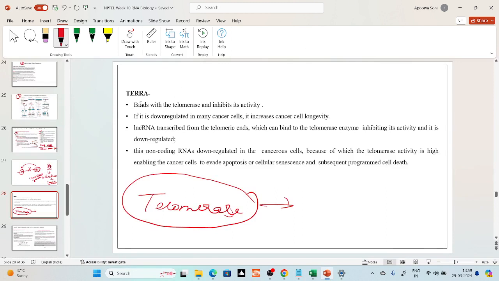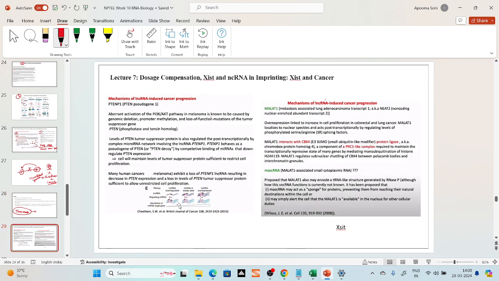Then there is TERRA, which inhibits the activity of telomerase. If telomerase is expressed more, then there would be no stop in the telomere addition, and then it might ultimately lead to cancer progression.